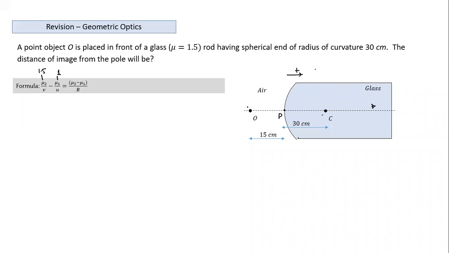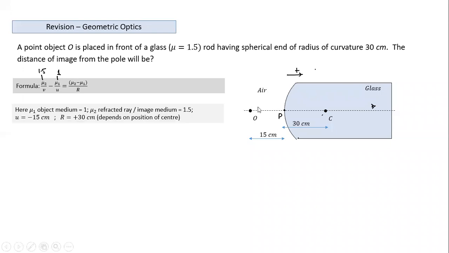Of course, for a real object, u will be negative. U will be equal to minus 50 centimeter. Let's put those values. So u is minus 50 centimeter, and the R value depends on the position of the center. This position is on the positive side, so R I will take as plus 30 centimeter. Rest all we simply substitute the values. We find v is equal to minus 30.